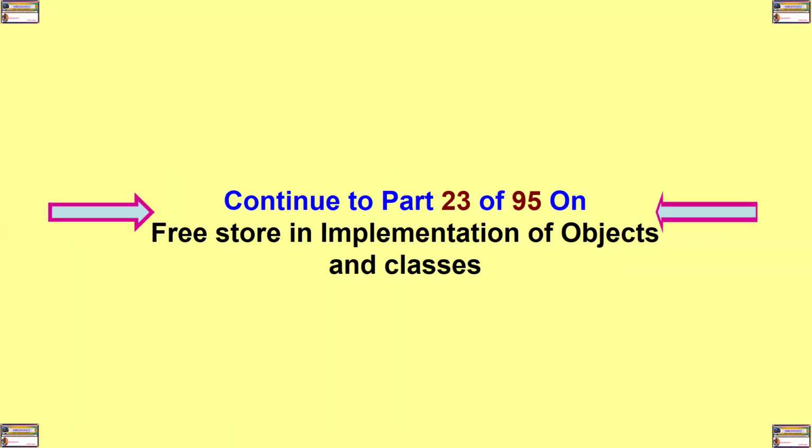And with that, therefore, we have come to the end of part 22 of this series. You can continue to part 23 of the 95-part series of tutorials in object-oriented programming series using C++, in which we are going to look at how we implement objects and classes using what we call the free store.